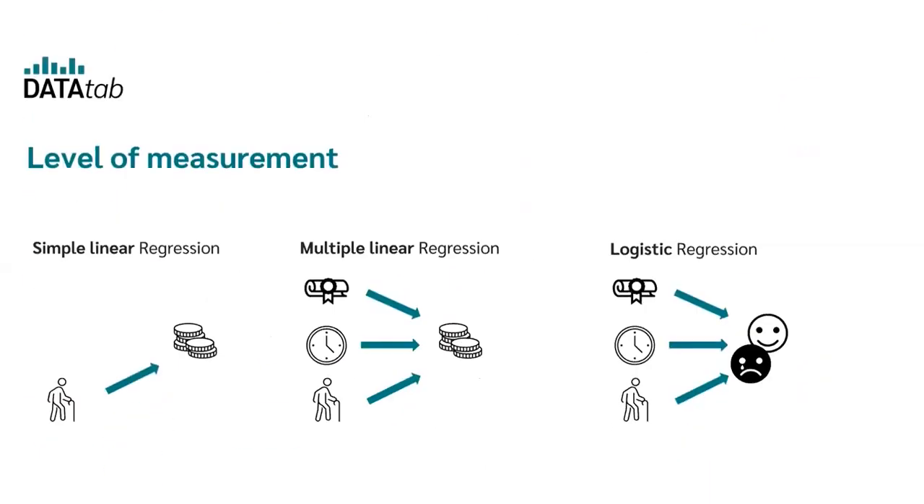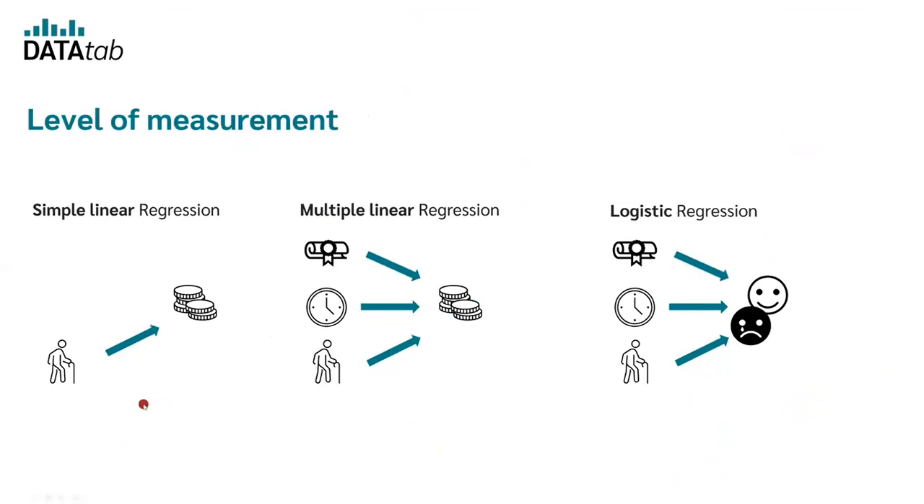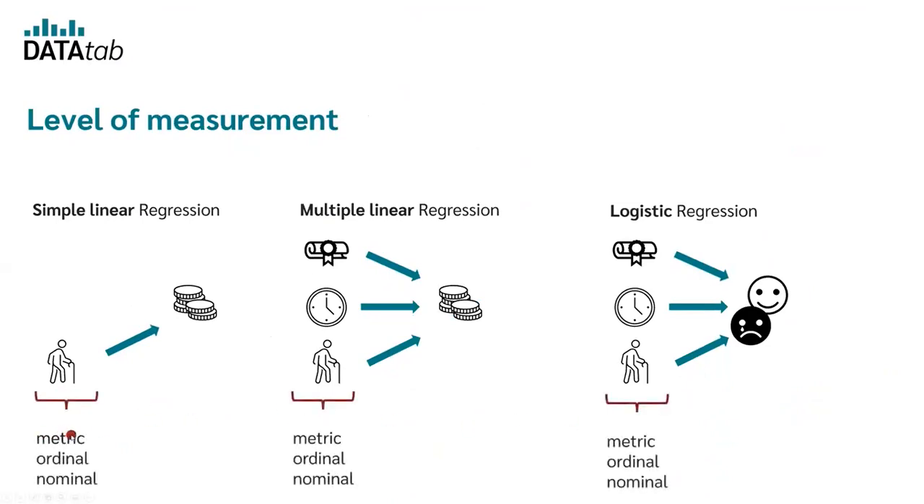In all these cases, it does not matter what scale level the independent variables have. They can be either nominal, ordinal, or metric. So as I just said, the scale level of the dependent variable can be metric, ordinal, or nominal in all three cases: in the simple linear, in the multiple linear, and in a logistic regression. The dependent variable is metric in the linear case, and it is nominal or ordinal in the case of a logistic regression.